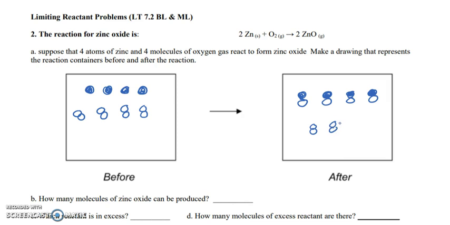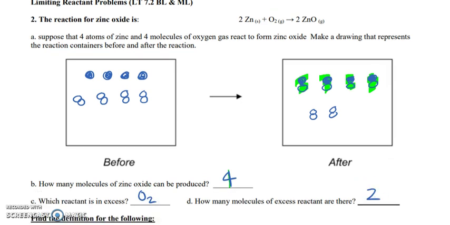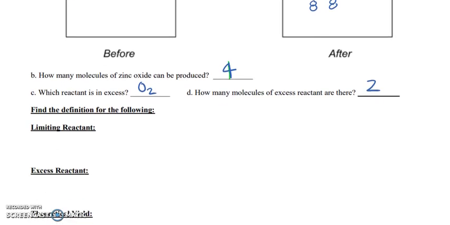If I look at the bottom, how many molecules of zinc oxide can be produced? Well, we have 1, 2, 3, and 4 total molecules produced. And which reactant is in excess? Well, excess means left over, and O2 is in excess, and we have 2 molecules of it left. That brings us down to our definitions.